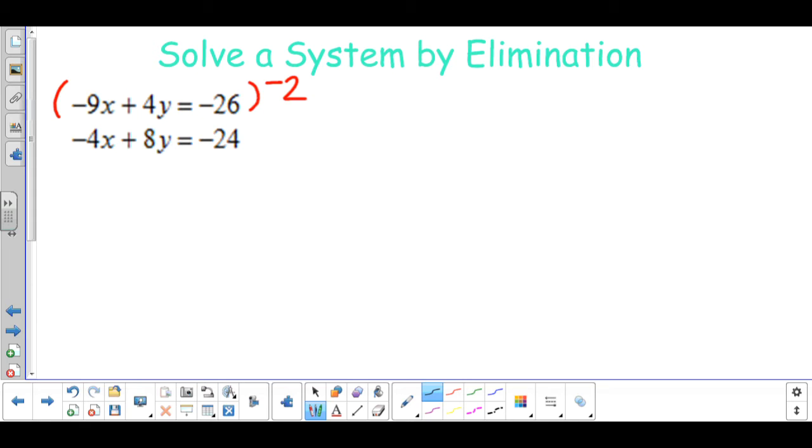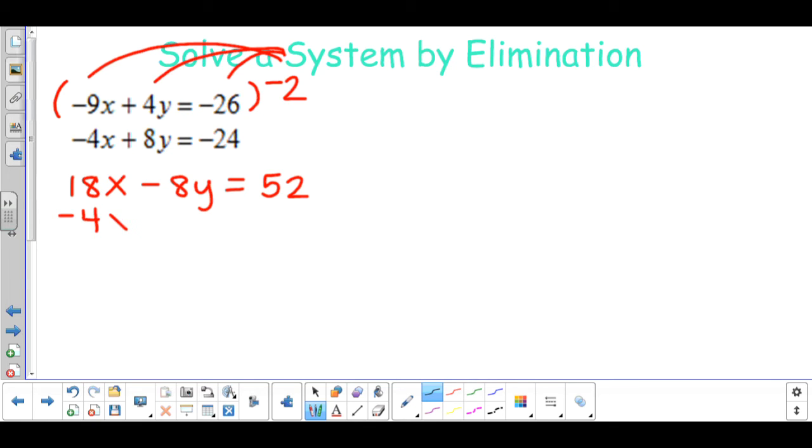So my whole first equation, I'm going to distribute my -2 to each number. So -2 times -9x is a +18x. -2 times a 4y is a -8y. And a -2 times a -26 is a +52. Now I'm not changing the second equation at all. It has the 8y that I want. So I'm going to rewrite that whole second equation below my new one. So -4x plus 8y equals -24.